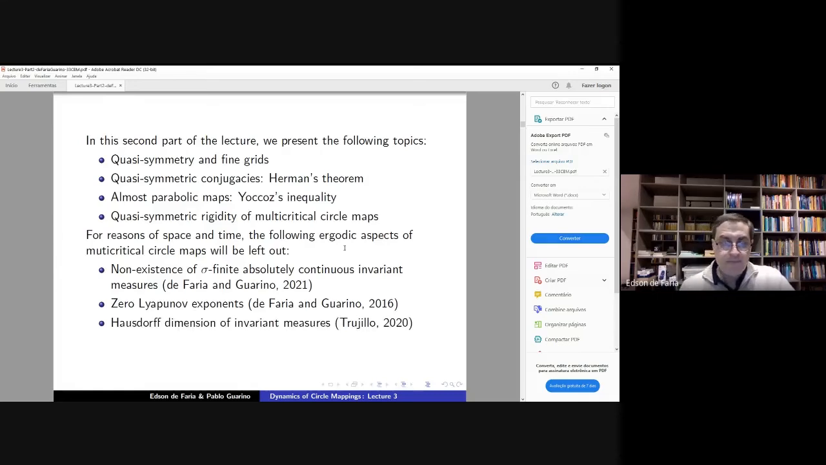And recently, Trujillo proved a very nice result concerning the Hausdorff dimension of the invariant measure for these maps. These maps are uniquely ergodic, so you can look at the unique invariant Borel probability measure, and that measure is singular with respect to Lebesgue, and you can ask for its Hausdorff dimension. Okay, so this is a very nice paper by Trujillo, but we're not going to have time to talk about any of this. But you find plenty of information in chapters 8 and 9 of our book.